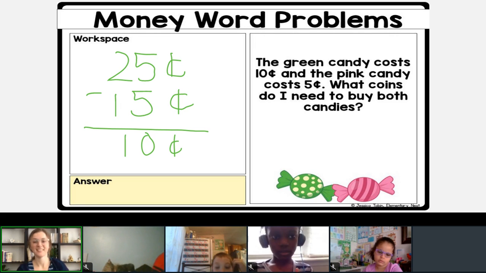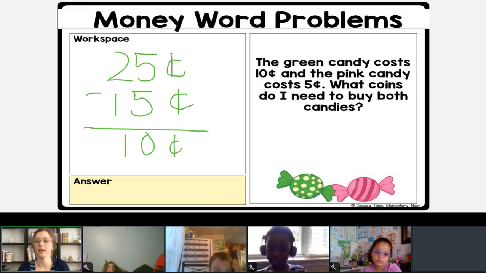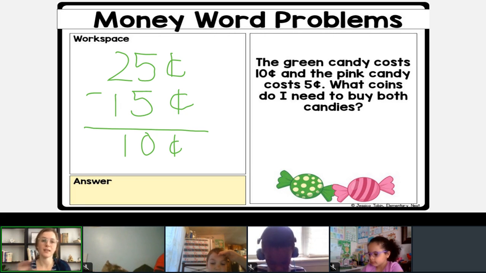Good observations, AJ. I said good observations. And I love that you thought about that a different way and did subtraction because a lot of the times when we go to the store, we give them more than the exact amount and then they give us change back. So that's a great way to think about it when we buy something.